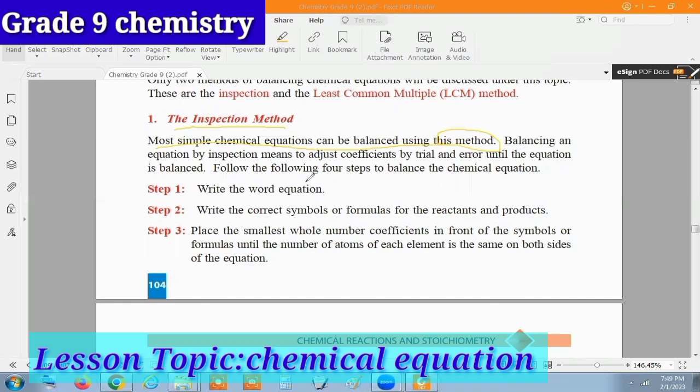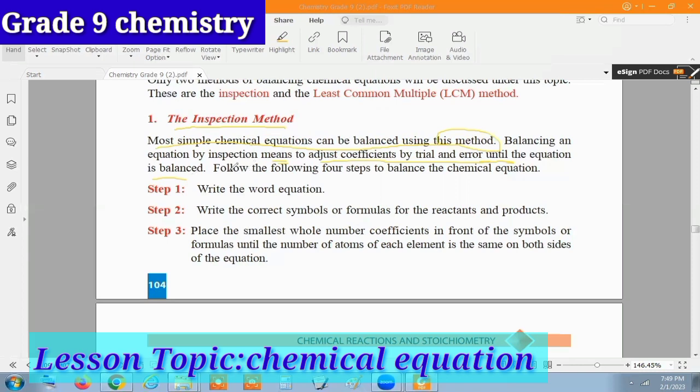Okay, so balancing an equation by inspection means to adjust coefficients by trial and error until the equation is balanced. Trial and error yaaliidhaan itti yaalaa hanga equationin keenya baalaansii ta'utti coefficientii jijjiiraa laalu adeemsi akkasiisa inspection method jedhamee yaamama.